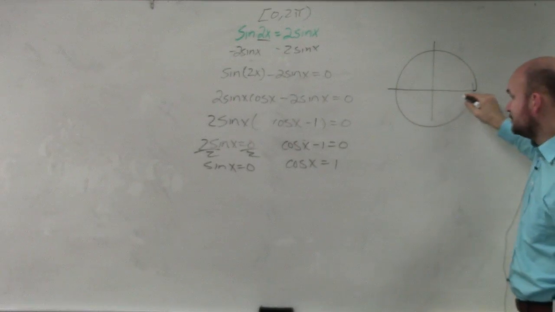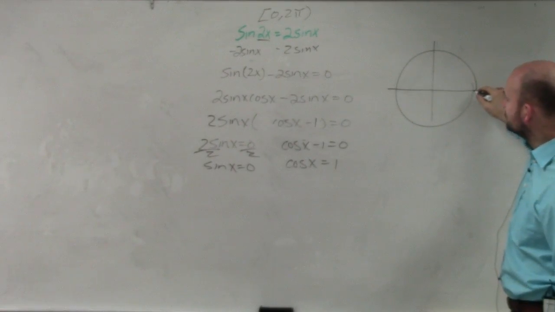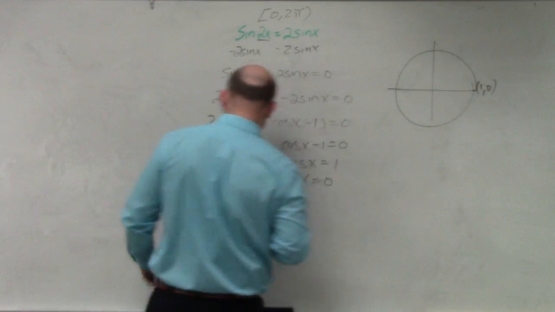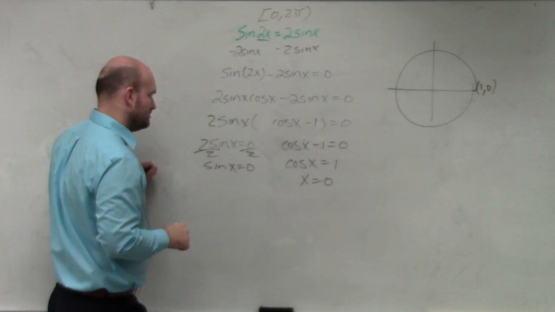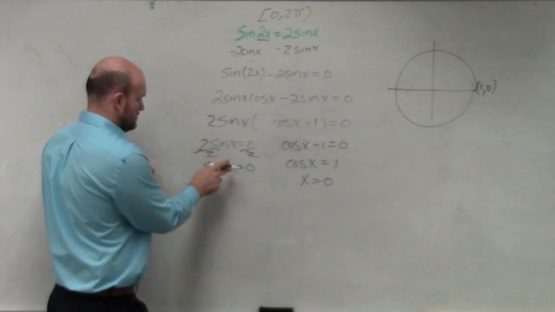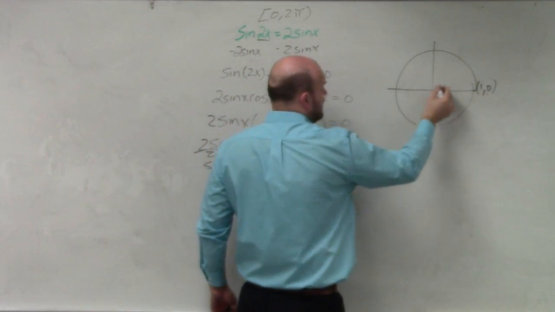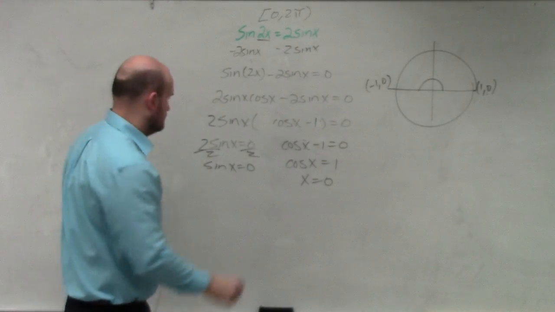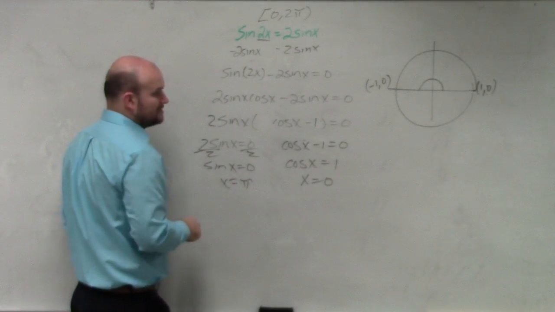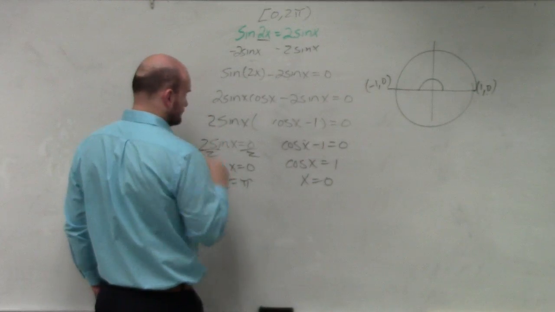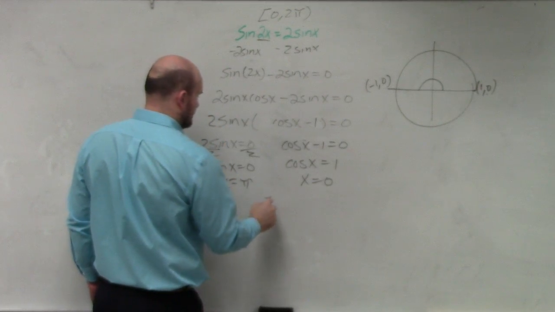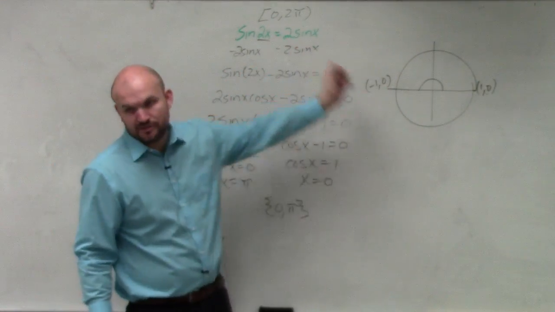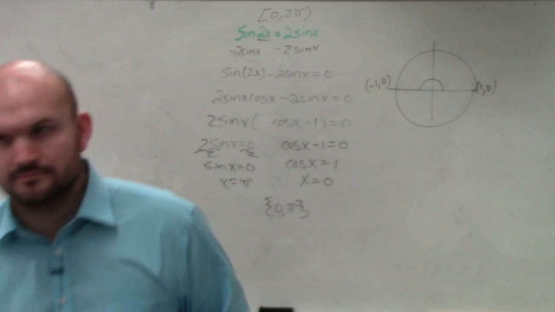So I go ahead and create a nice little unit circle here. And I say cosine of x is equal to 1 at (1, 0). That angle is x equals 0. Sine of x is equal to 0 here, as well as there. Would you guys agree? So x equals pi. So it looks like I have 2 solutions. So therefore, I'll just write them as a solution set, because my answers need to be between 0 and 2 pi. That's at least what I asked. OK?